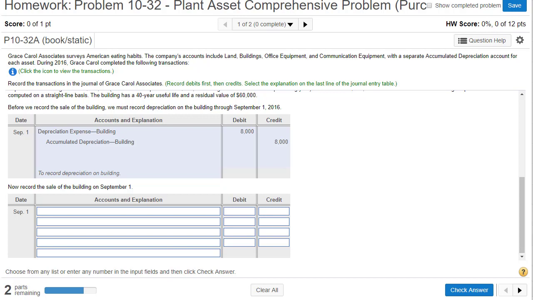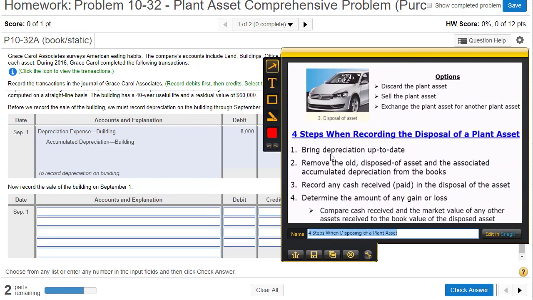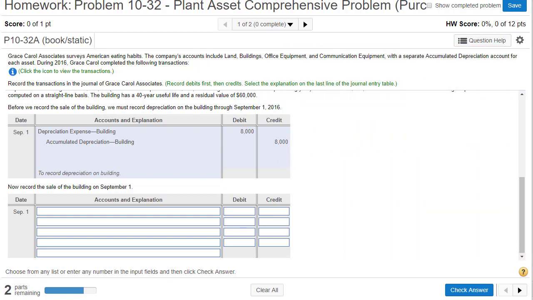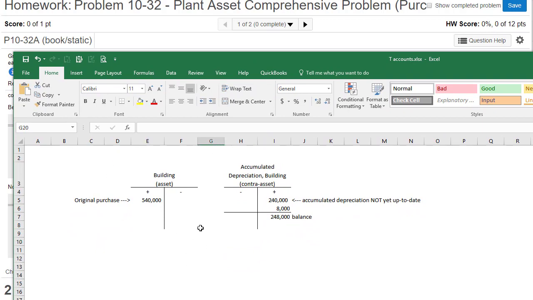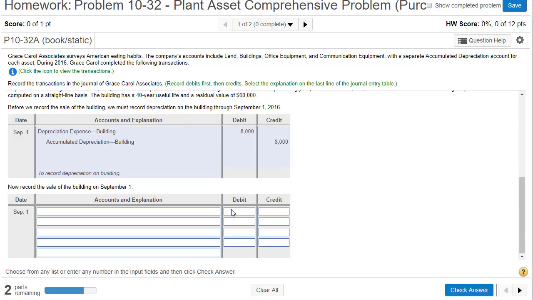So let's get back to our 4 steps of recording the disposal of a plant asset. We've done step 1. We brought depreciation up to date. Now we can do these other ones in any order we want. So let's remove the old disposed of asset and the associated accumulated depreciation from the books. So going back to our T accounts, since we're getting rid of this building and its accumulated depreciation. Remember, if we get rid of the building, we have to get rid of the accumulated depreciation. They are buddy accounts. They're together forever. So let's start with accumulated depreciation since it's going to be debited. How do we get rid of this accumulated depreciation? We've got a $248,000 balance on the credit side. Therefore, we must debit it $248,000. That's accumulated depreciation on the building.